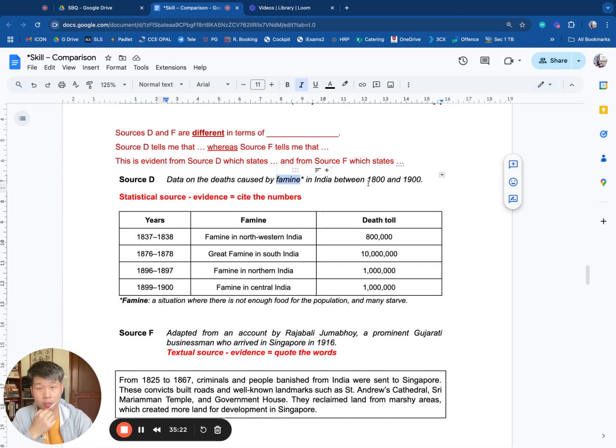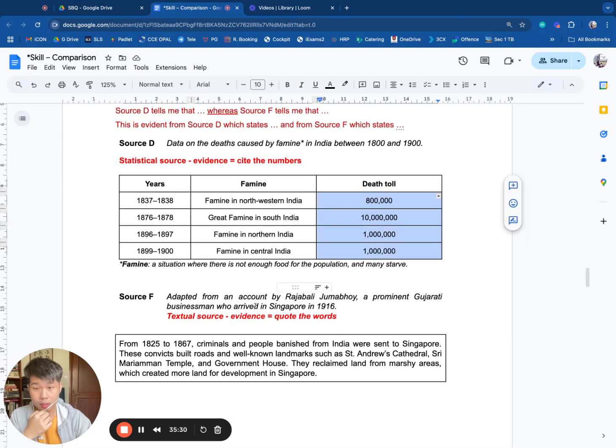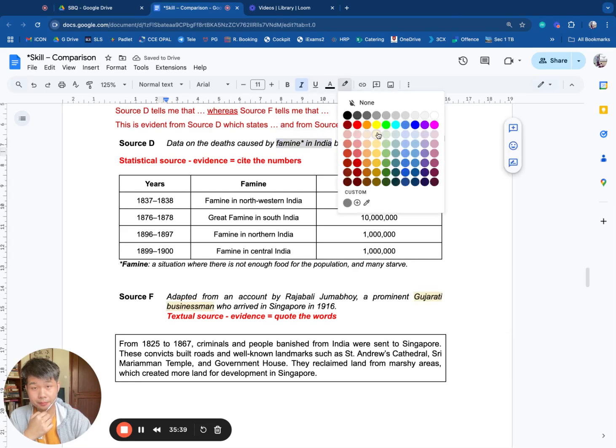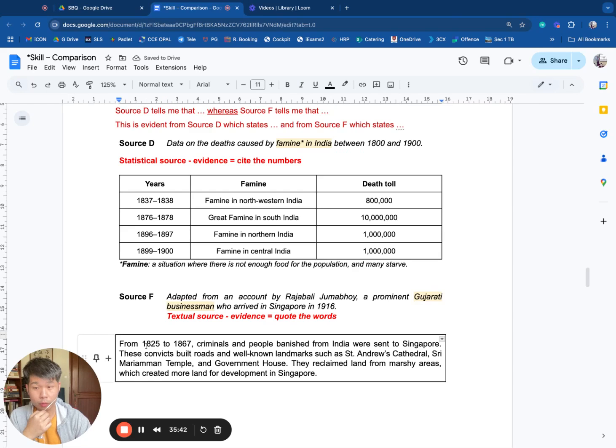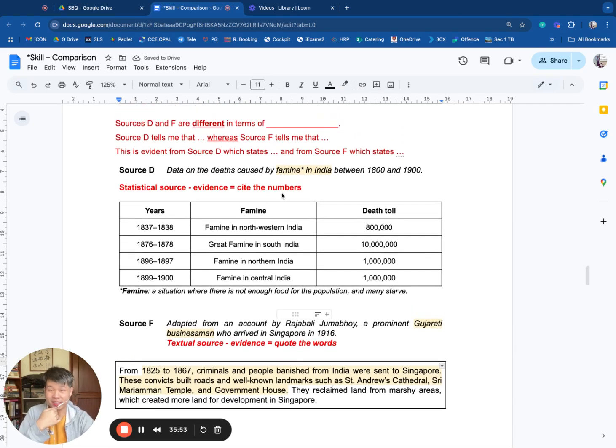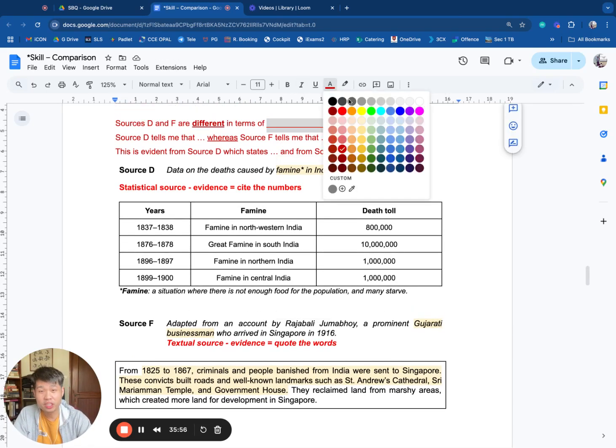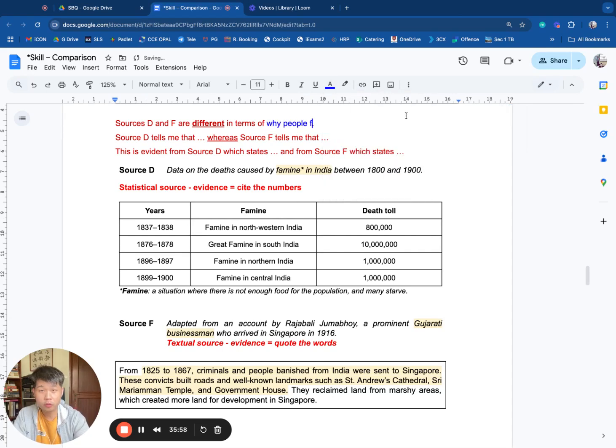So this is famine in India. Famine means that there is not enough food. They are starving, and lots of people are dying. This is another Indian person, a Gujarati businessman. So already I know that they are talking about Indian people. Oh, this is the one that we read earlier. The people from India were sent to Singapore and they helped to build Singapore. Oh, the difference is quite clear, isn't it? So D and F are different in terms of why people from India migrated to Singapore.